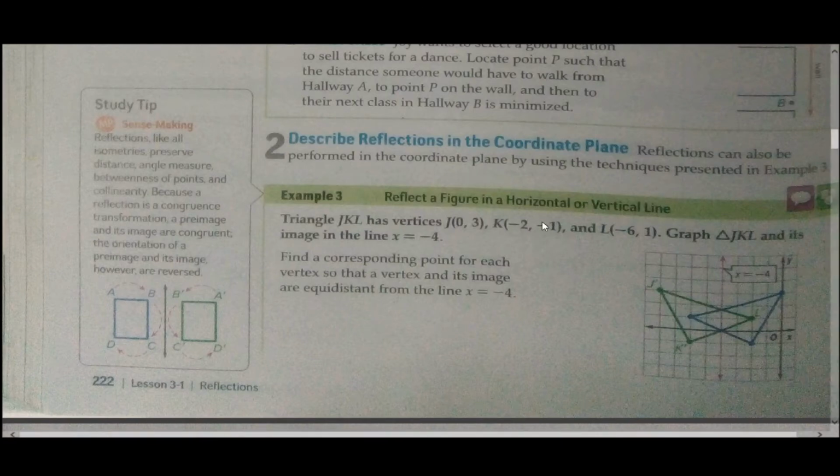Notice here, L is -6, 1, and it reflects over the line to -2, 1. And then J does the same thing, and K reflects the same way.